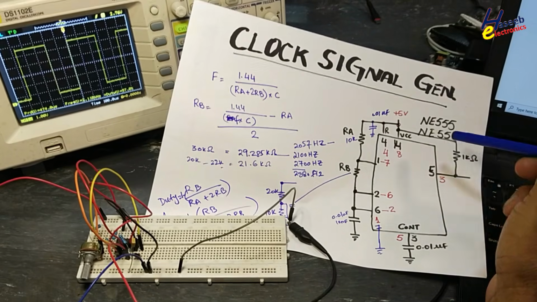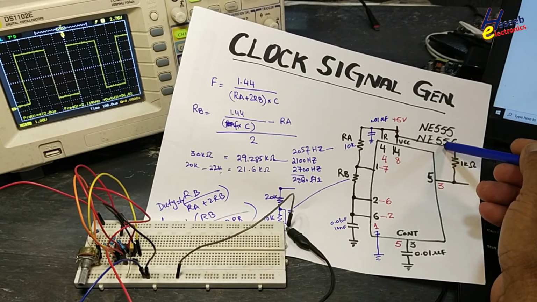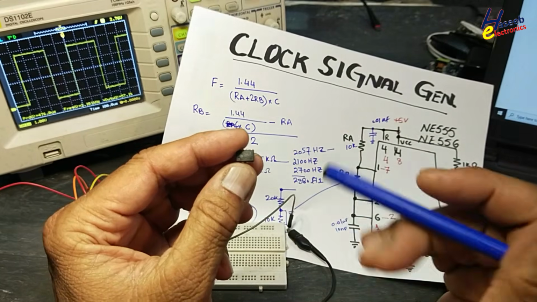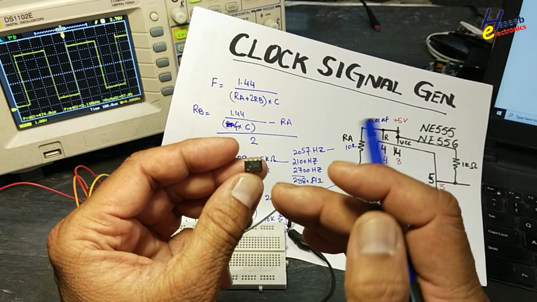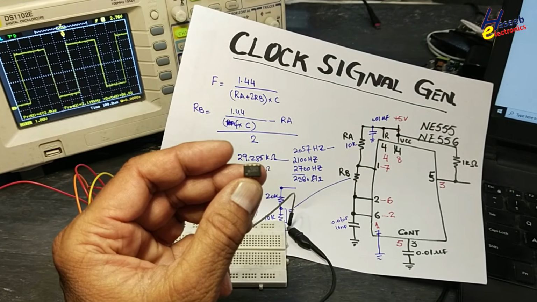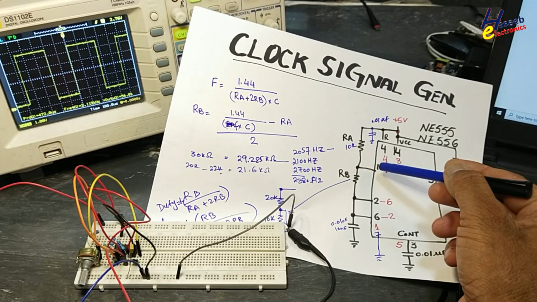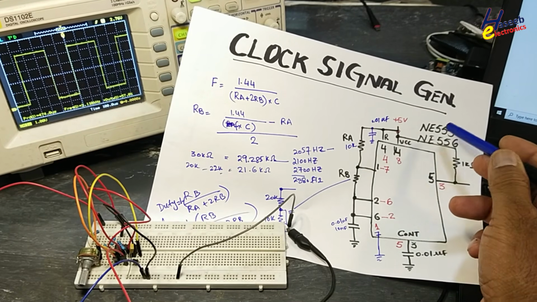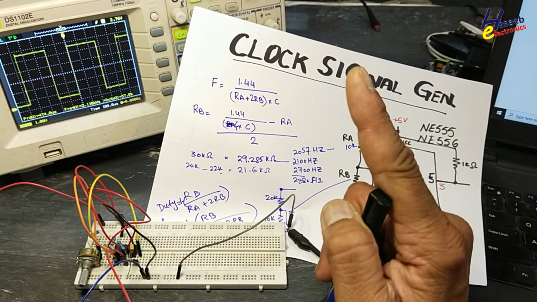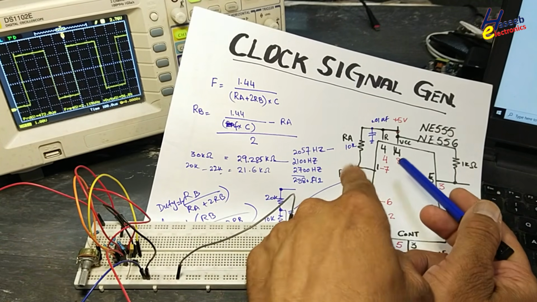In the last session we designed a timer circuit using the NE556 IC. Now I have the NE555. It is an 8-pin IC. In the last session we used a 14-pin IC, that is a 2-channel twin timer. NE555 is a single timer. We will use the same configuration for NE555.